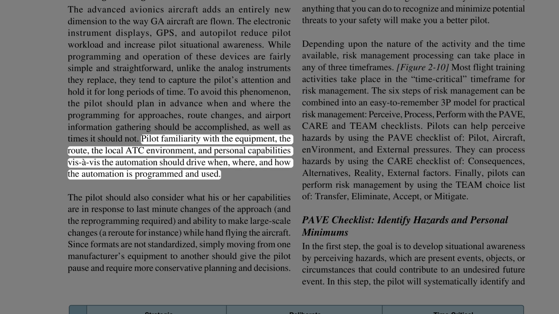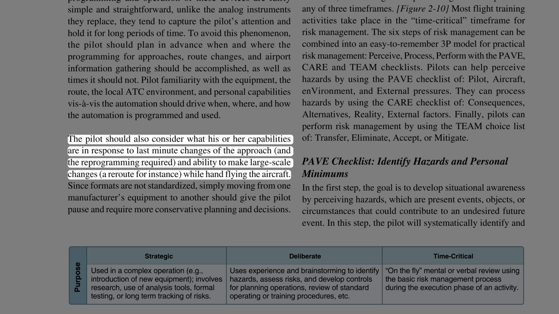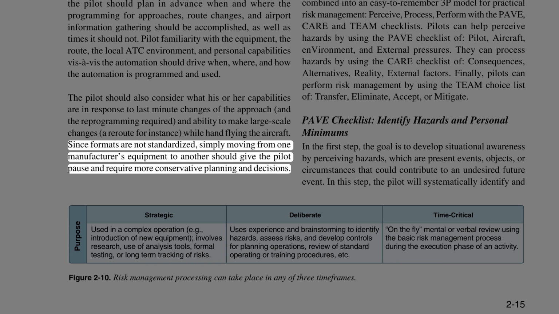Pilot familiarity with the equipment, the route, the local ATC environment, and personal capabilities vis-à-vis the automation should drive when, where, and how the automation is programmed and used. The pilot should also consider what his or her capabilities are in response to last-minute changes of the approach, and the reprogramming required, and ability to make large-scale changes, a reroute, for instance, while hand-flying the aircraft. Since formats are not standardized, simply moving from one manufacturer's equipment to another should give the pilot pause and require more conservative planning and decisions.